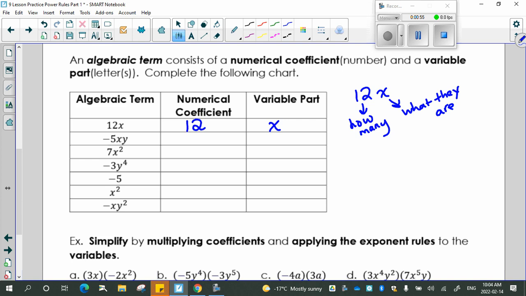All right, so here the numerical coefficient is -5. So we owe 5 of something. What do we owe? Whatever x times y turns out to be. Okay? There's -5 xy's. There's 7 x squareds. There's -3 y to the 4th. There's -5 1s. There's no variable part. It's just -5 1s. I don't need to fill in the variable.